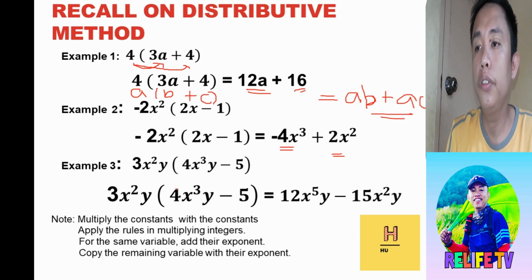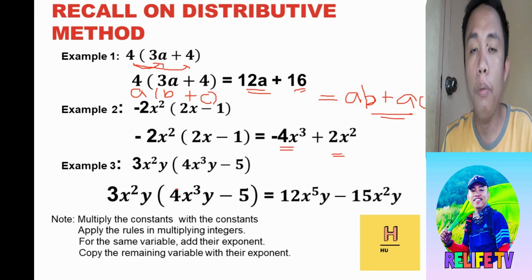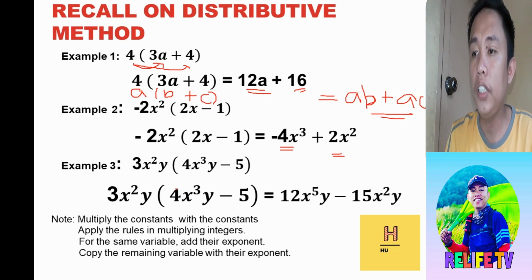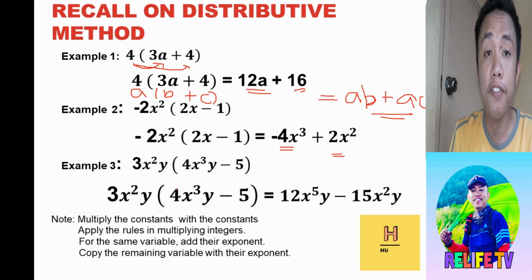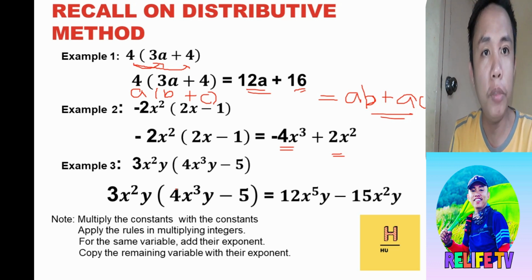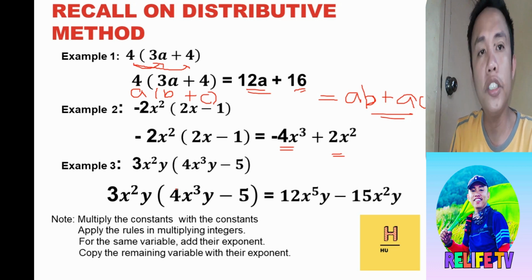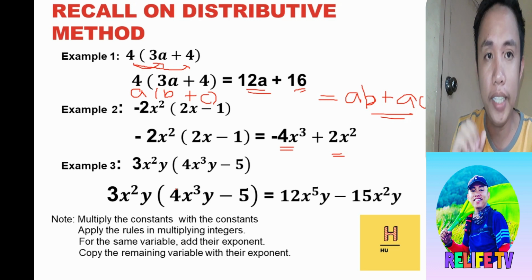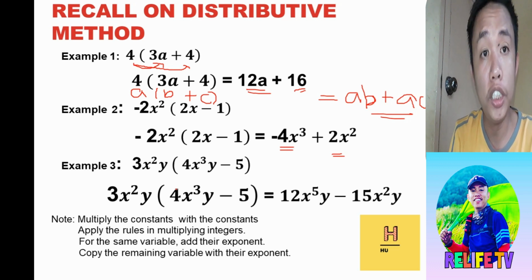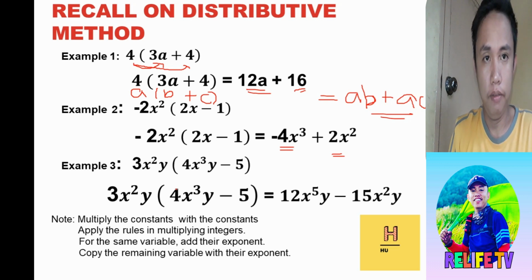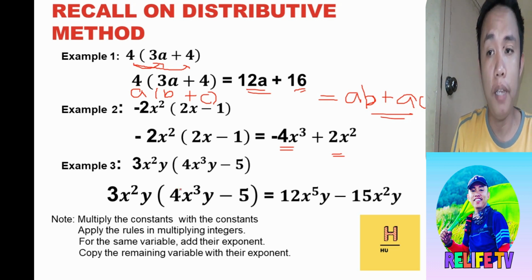Next example. So, we have 3x squared y, quantity 4x cubed y minus 5. So, 3x squared y, multiply natin sa first term, we have 3 and 4 to be multiplied. So, pagsasamahin po natin yan, pag-multiply natin. So, 3 times 4 is 12. So, yung x squared natin, meron tayong x cubed, pag-addin po natin yung exponent niya. Since parehas ang base, so 2 plus 3 is definitely x raised to 5.